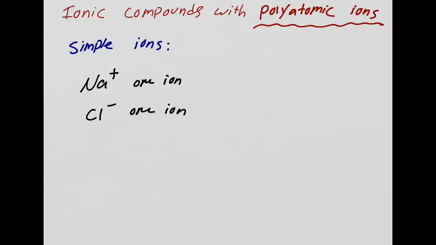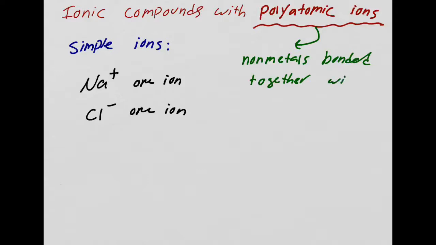Okay. Now we're going to talk about polyatomic ions. What are polyatomic ions? Polyatomic ions are non-metals bonded together with one overall charge. Now, the idea is crazy, but it's okay if you're confused. We're going to do so many practice problems that you're going to get comfortable.